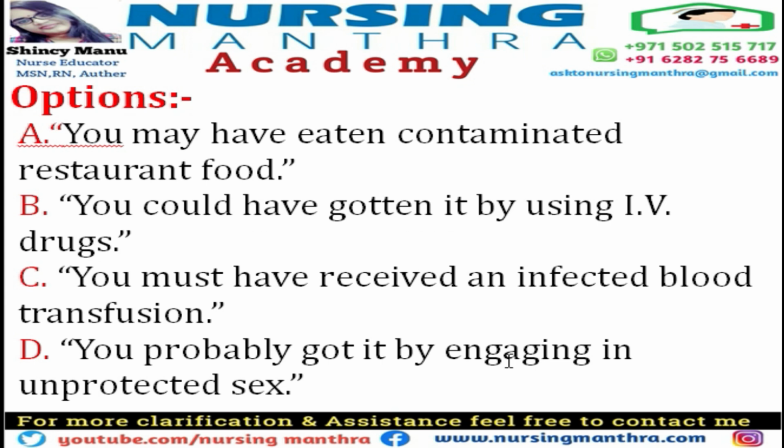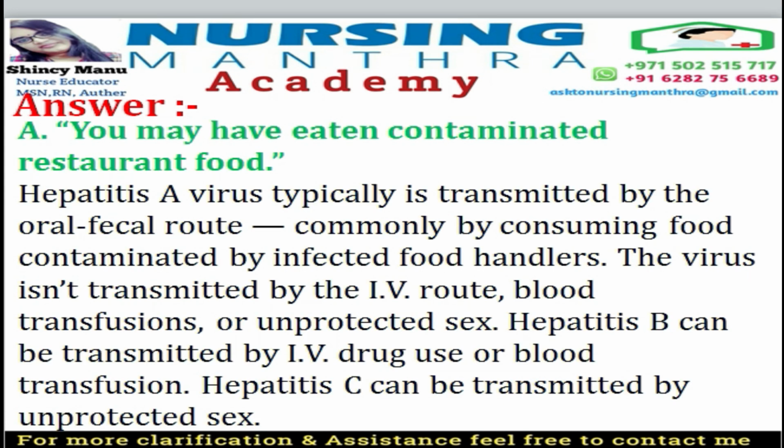Options: A, you may have eaten contaminated restaurant food. Option B, you could have gotten it by using IV drugs. C, you must have received an infected blood transfusion. D, you probably got it by engaging in unprotected sex. Answer, you may have eaten contaminated restaurant food.